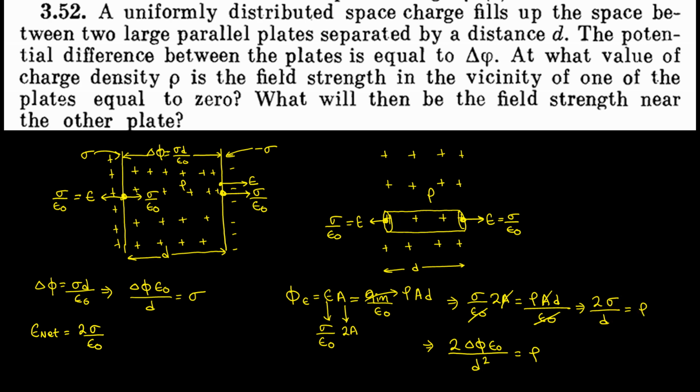So from this equation, can I say sigma is equal to rho d by 2? If I apply sigma is equal to rho into d by 2, I'll get the electric field on the other plate is equal to, this 2 and this 2 get cancelled, rho d by epsilon naught.